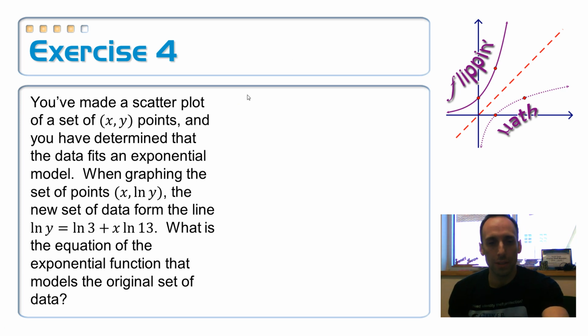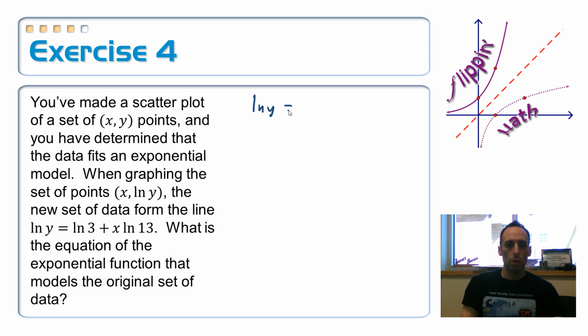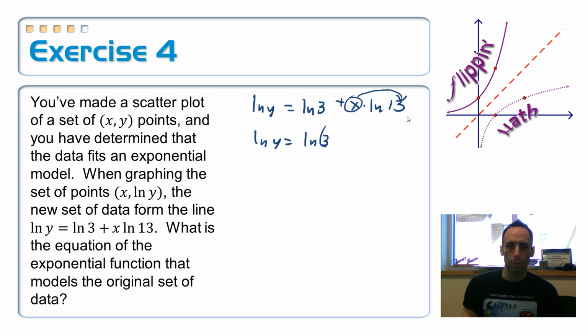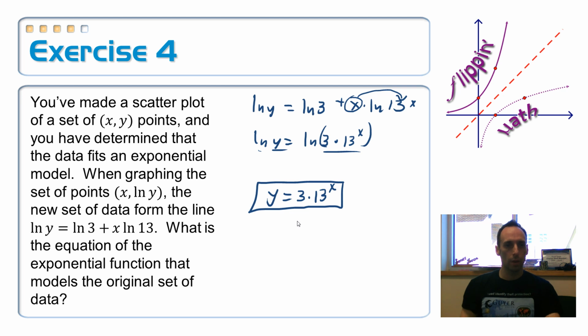So basically we're just working that thing backwards. The natural log of y is equal to the natural log of 3 plus x times the natural log of 13. Over here on the right-hand side, I can condense this down. The natural log of y is equal to, and that will become a product, the natural log of 3 times, I first have to bring this x in as the exponent, 13 to the x. So times 13 to the x. Now notice that the bases are the same, so what we're taking the logs of must be the same. So our exponential equation is simply y equals 3 times 13 to the x. And there we go. All done.